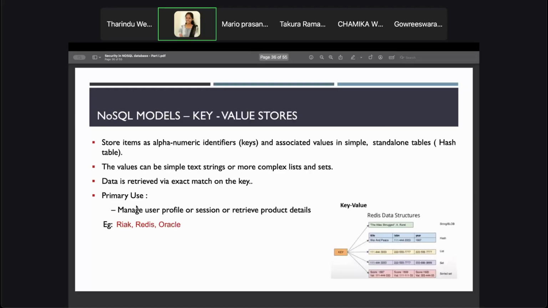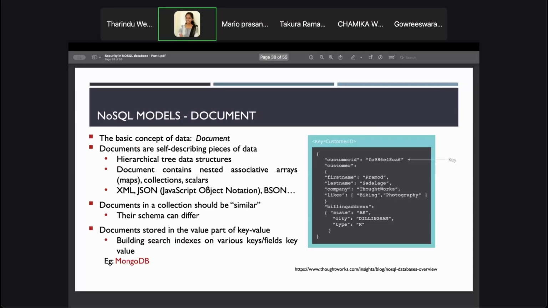So when it comes to examples, these are some examples for key value store: Riak, Redis, Oracle. These databases follow this key value store model. That's about key value store. Yes, Oracle is a relational database, but there is a key value store database from Oracle as well. And Riak and Redis are there.